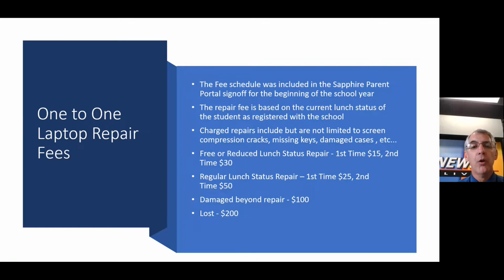So we charge for broken screens, or called compression cracks, missing keys, damaged cases, and there's also a lot of other items that if we have to repair, there is a charge. The fee is based on your lunch status. As I said earlier, the first time is $15. If it happens a second time, it is $30 and then $30 after that. If you're regular lunch status, the first time is $25, and anything after that is $50 the second, third, or fourth. Damage beyond repair, if the computer is damaged that we can't repair, it's $100, and if it's a lost laptop, it is $200.